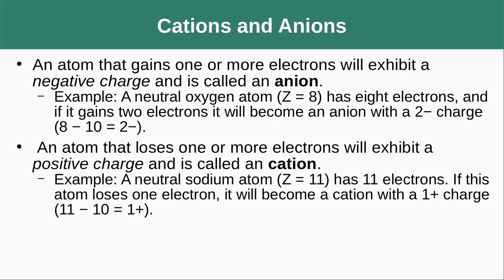So when the atom gains electrons, it's going to get a negative charge, and we call that an anion. When an atom loses one or more electrons, it's going to get a positive charge, and we call that a cation. To remember which is which here, I've always kind of thought, well, cats are positive, so cations must be the positive one, and anions are the other ones, so they're negative.